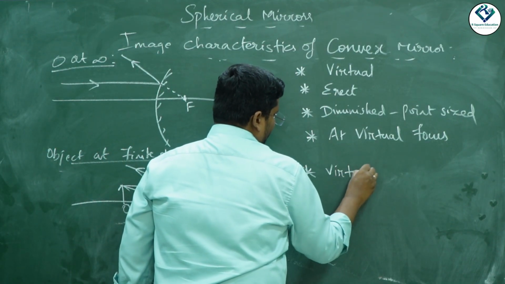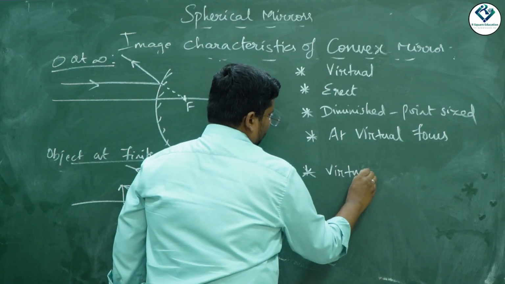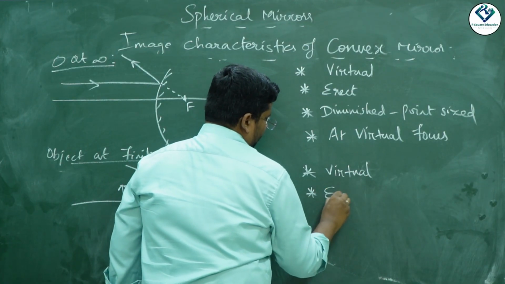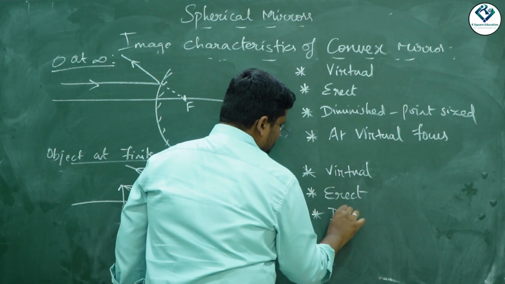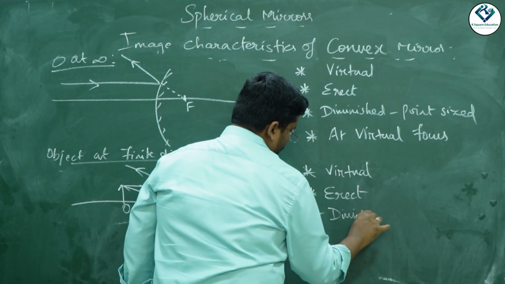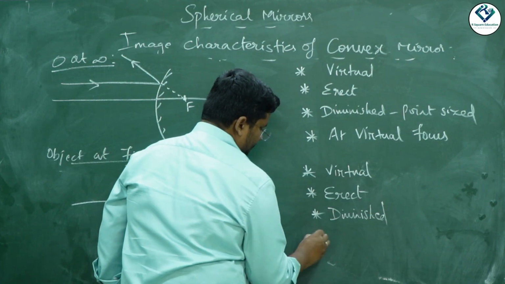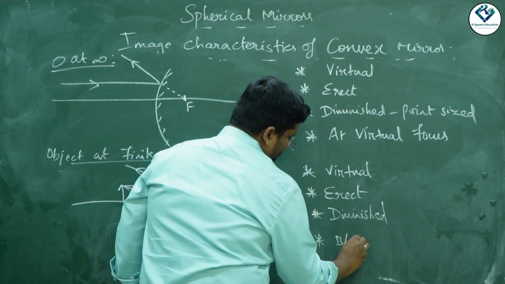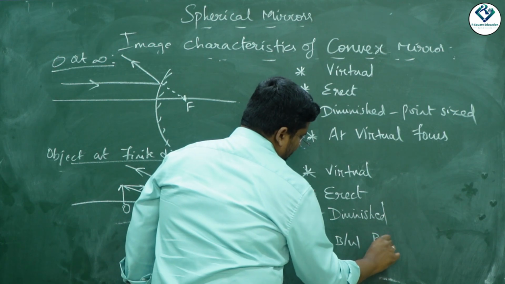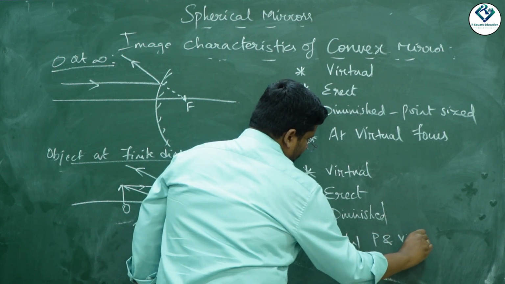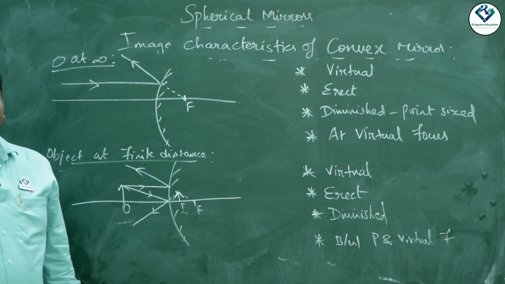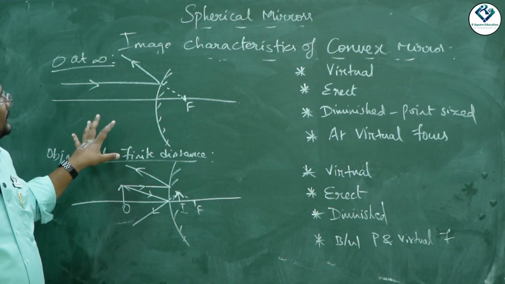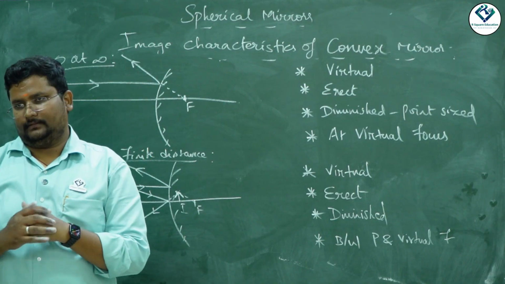So what are the characteristics going to be? Virtual, erect, diminished. Yes, between P and virtual focus. Okay, so these are the image characteristics of a convex mirror.